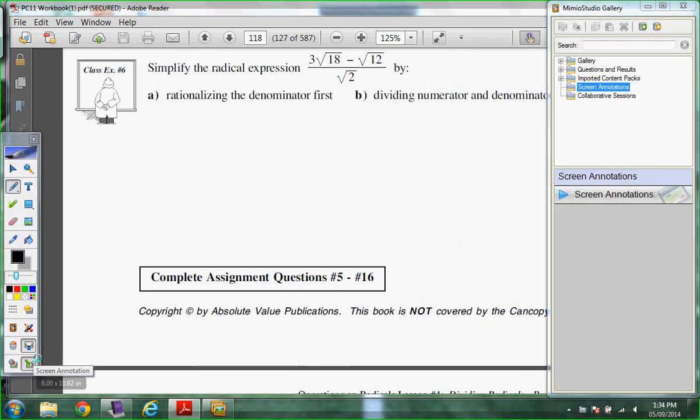All right, simplify the radical expression, last one. So it says rationalize the denominator first, and it says divide the numerator and denominator. So it wants us to do both ways. So it wants us to rationalize first, and then just divide first. And I'm going to ruin the big surprise. It's going to be the same answer. Okay. So, all right. So first thing, rationalize first. So we're going to go 3 root 18 minus root 12 all over root 2. So we're going to go root 2 to top and bottom. Remember, when you do the top and bottom, if there's two things up here, it has to hit both things.